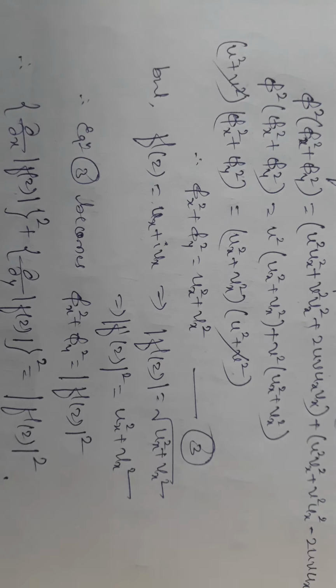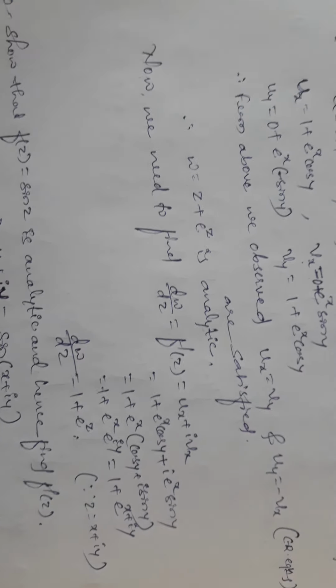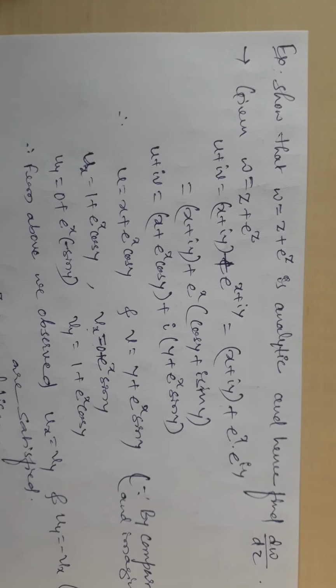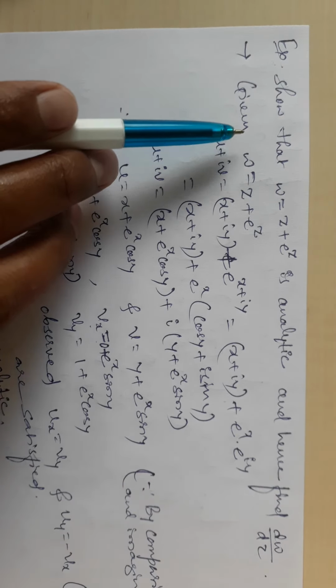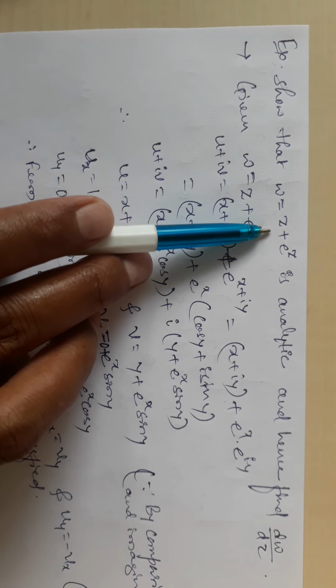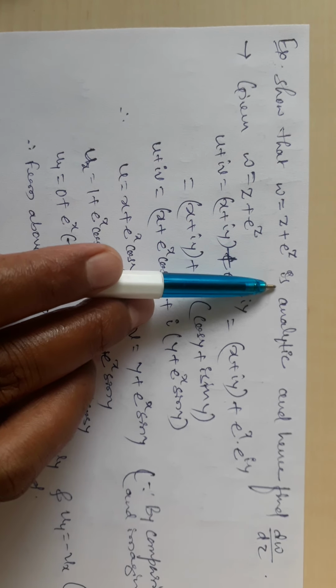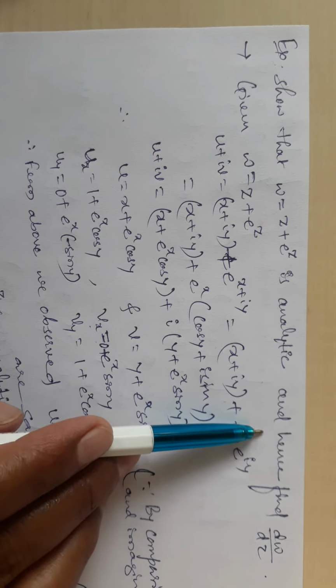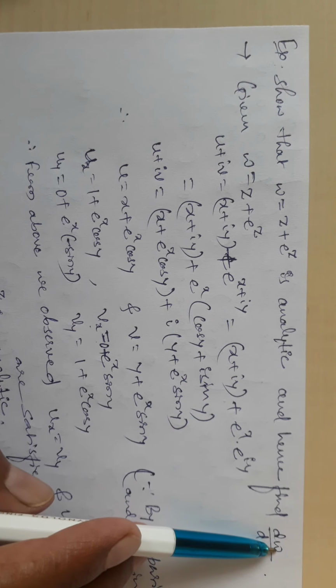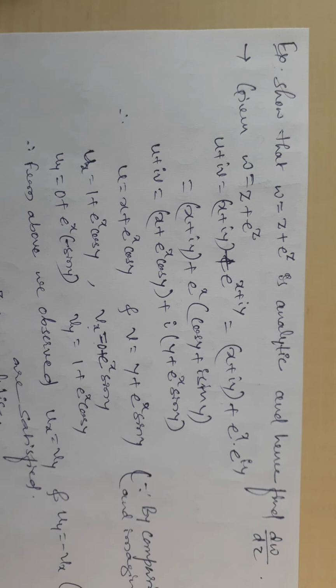Now we can see some more examples. Show that w equal to z plus e to the power z is analytic, and hence find dw by dz.